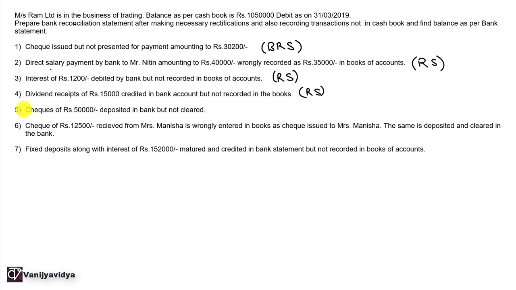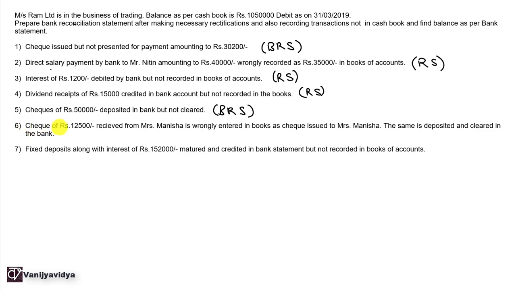Next, fifth, checks of rupees 50,000 deposited in the bank but not cleared. So these checks have been deposited in the bank, so they are recorded in the cash book, but they are not yet cleared. So this will appear in your bank reconciliation statement.